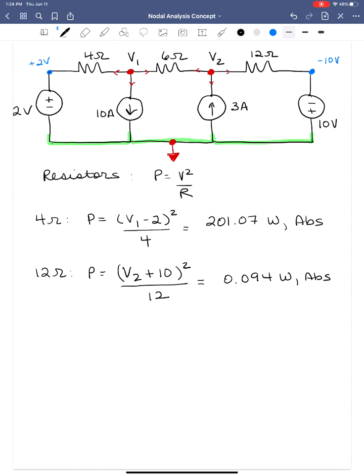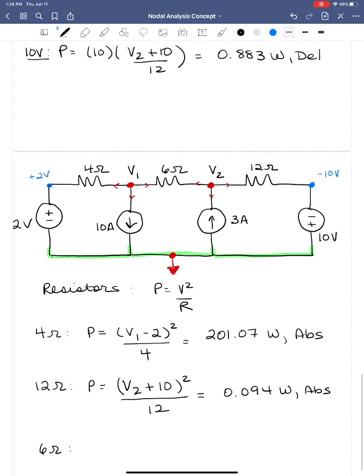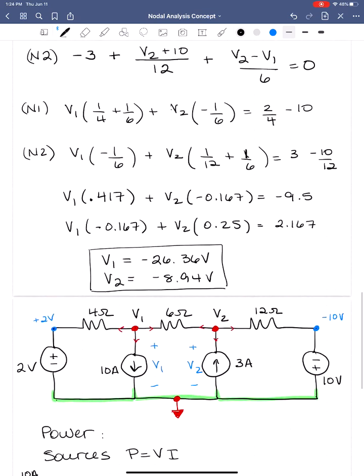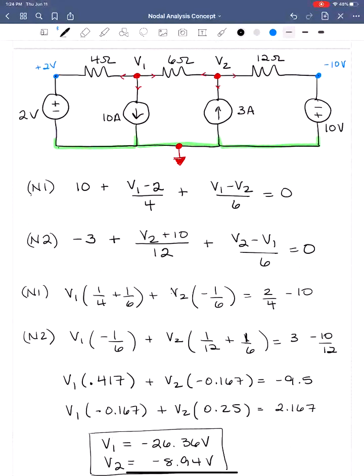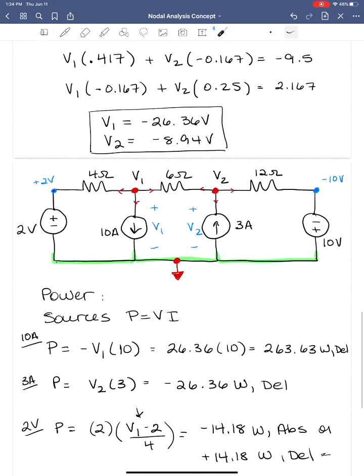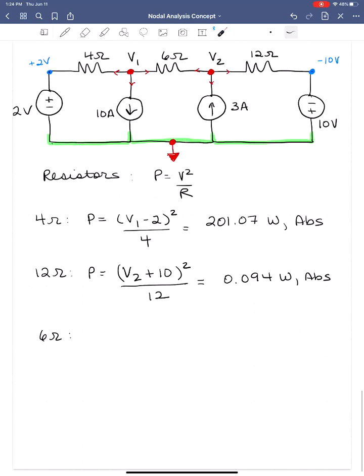So then the 6 ohm resistor. This is the one that's different than the others we've done because we actually have 2 choices. If we pull back up to our nodal equations, we solved for the current through the 6 ohm resistor 2 different ways, depending on which node we were working on. So here, it's V1 minus V2, the voltage drop across the 6 ohm resistor. And for node 2, it was V2 minus V1. So which one do we use to solve for power?